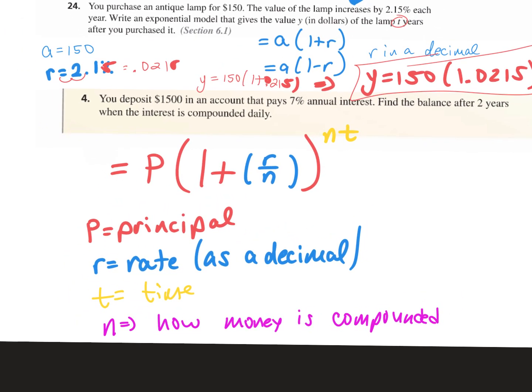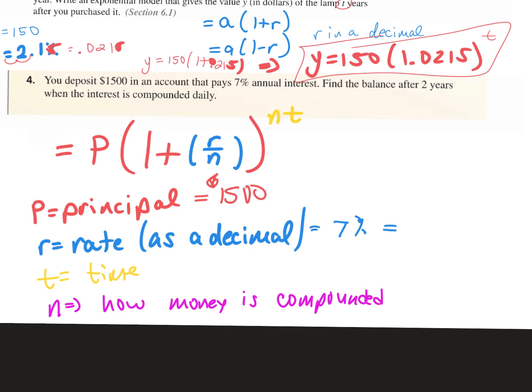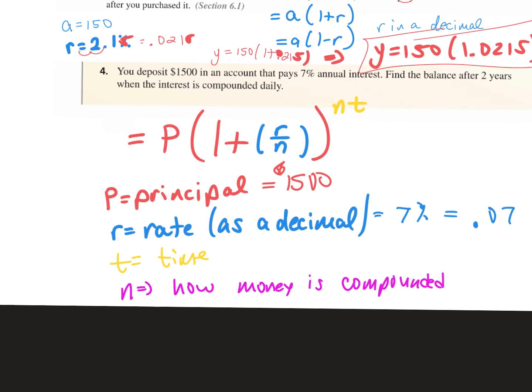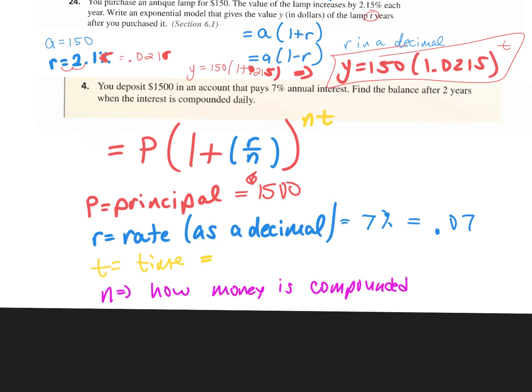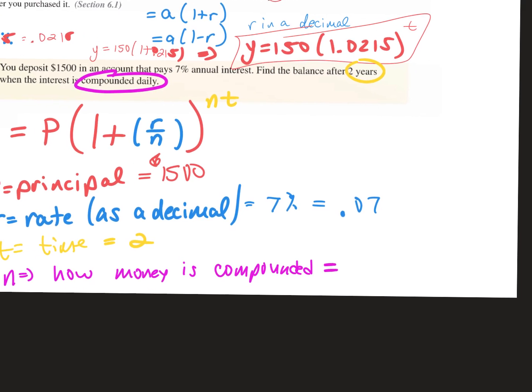So I have all the information I need. My principal amount, how much am I starting off with? $1,500. What is the interest rate? 7%. So how do I write that as a decimal? 0.07. Good. What is the time? 2 years. And how is the money compounded? Daily. How many days are in a year? 365. Good. So there's all of the information that we need.